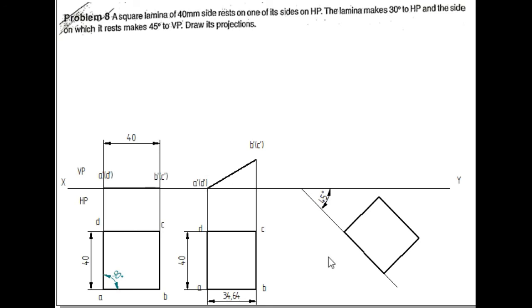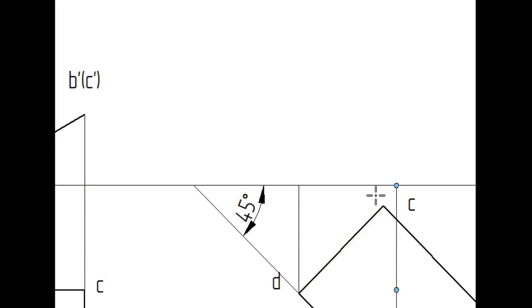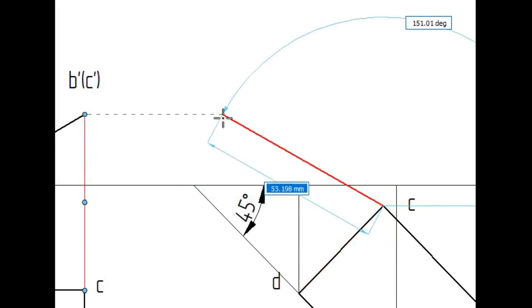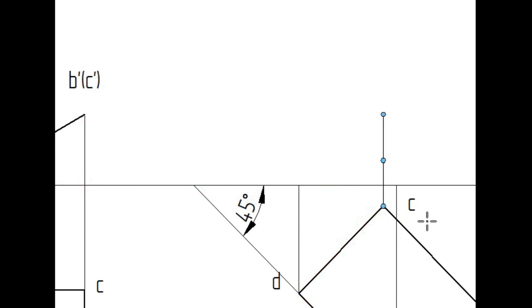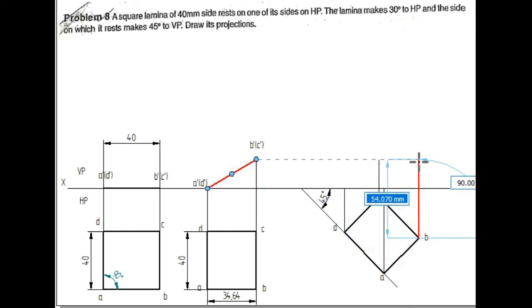So the naming is left. This point is D, this point is A, this is B, and this is C. Now I will project the line upward from point D to D dash, from point A to A dash. Next from point C to C dash. Next, from point B to B dash. Now use the visible line and join the points.